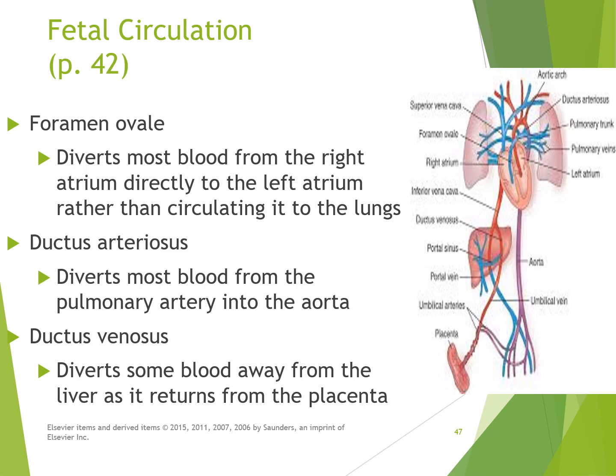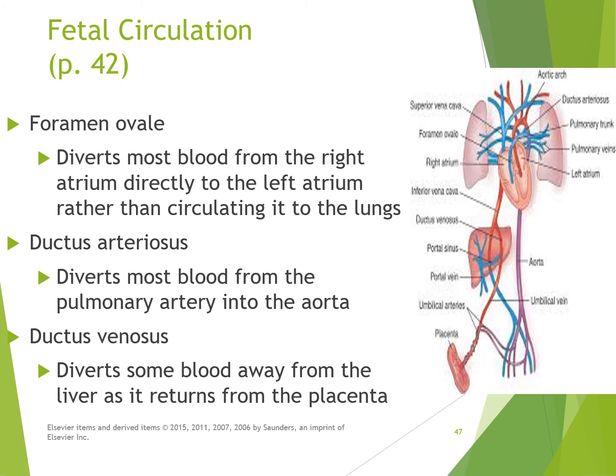So I would know your ducts if I were you. Foramen ovale, it's very important. It diverts most blood from the right atrium directly to the left atrium rather than circulating it to the lungs. We don't need it to circulate to the lungs right now because the lungs are filled with fluid, right? And you'll see that this foramen ovale is an open hole between the 2 atria.